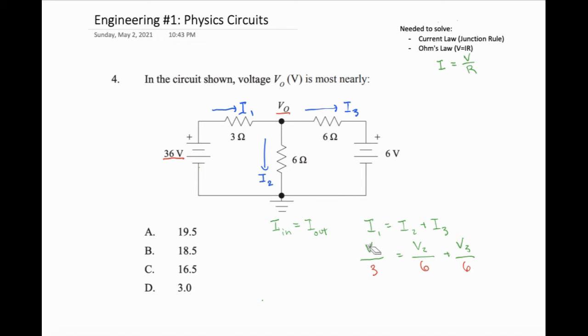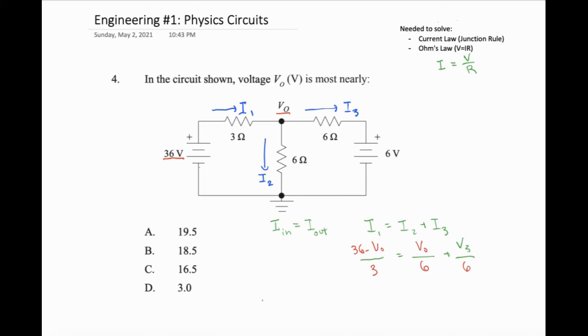So we can replace this with 36 minus voltage O. And then voltage 2 is going to be the voltage running through this resistor. And since voltage doesn't get split at a junction the same way current does, we know that this is just going to be voltage O. Voltage O is going to run through that resistor. So we can replace this with just voltage O.